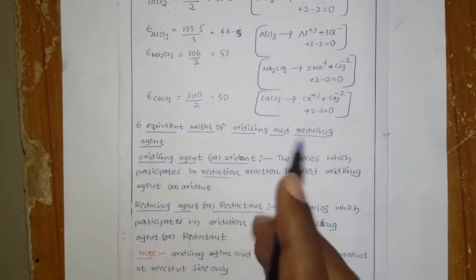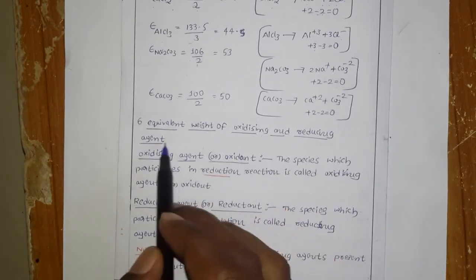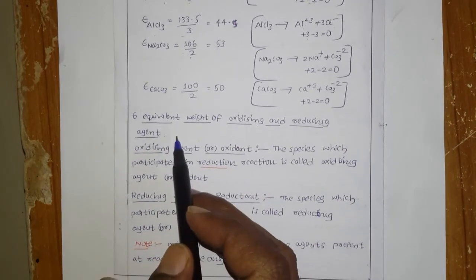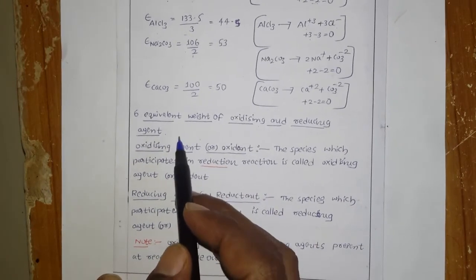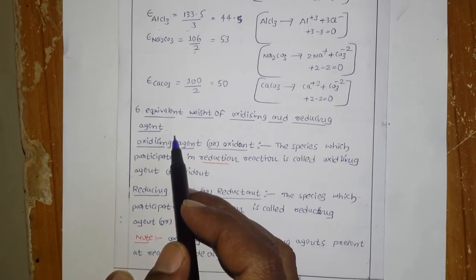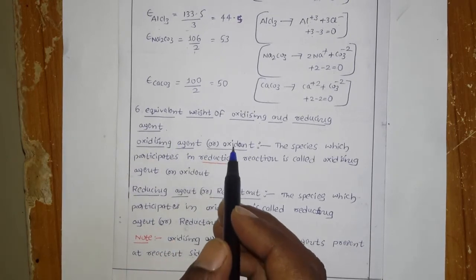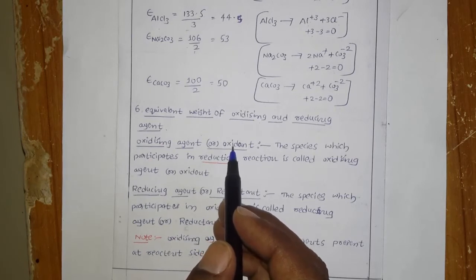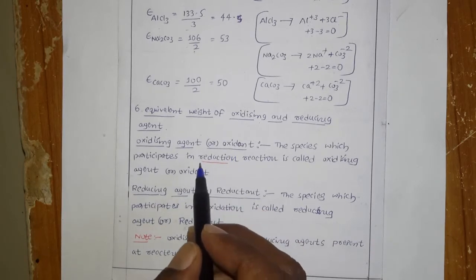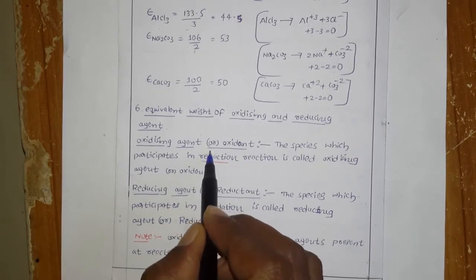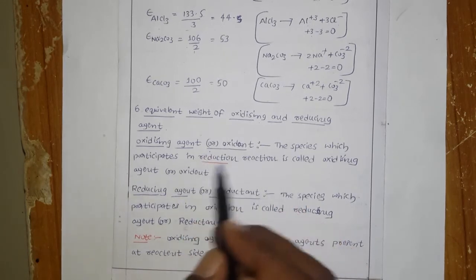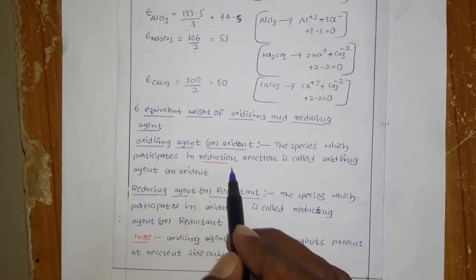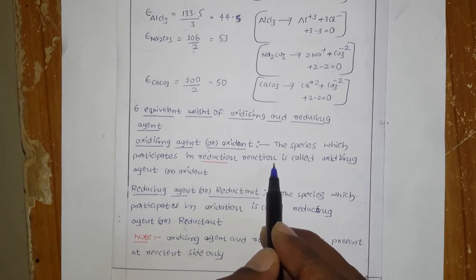And the next is the equivalent weight of the oxidizing and reducing agents. So if you want to understand this, you should have an idea of what the oxidizing agent is and what the reducing agent is. Okay, and these things we will discuss clearly in the later part of this chapter, but right now you keep these things in your mind. One, what is the oxidizing agent? It is nothing but the species which participates in the reduction reaction.